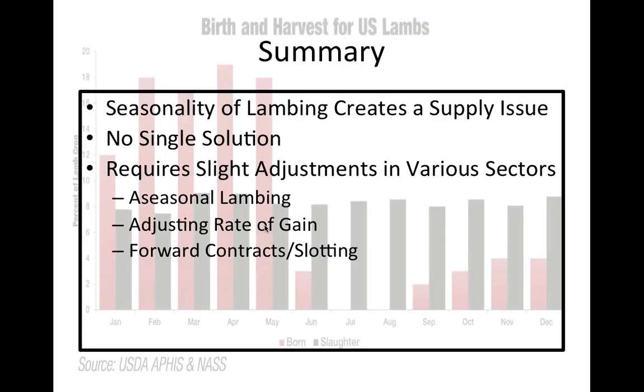We can also look at adjusting rates of gain. Based on breed and feed, we can take lambs that are gaining a third to a half a pound a day and manage them, or we can bump that up to three-quarters of a pound per day to a pound. So instead of a lamb taking 12 months to get to market, we can get them there in 6 months.